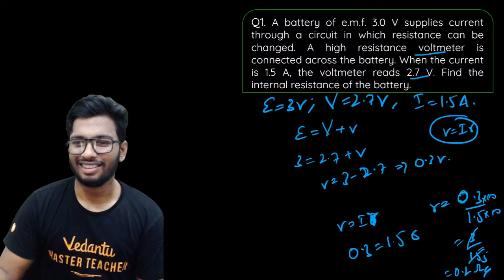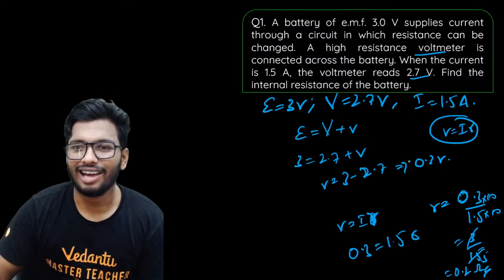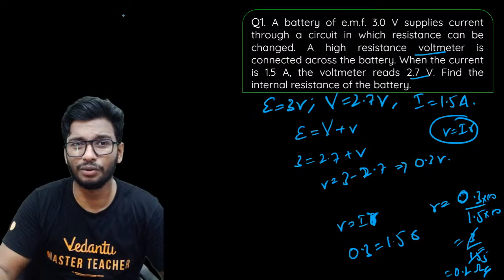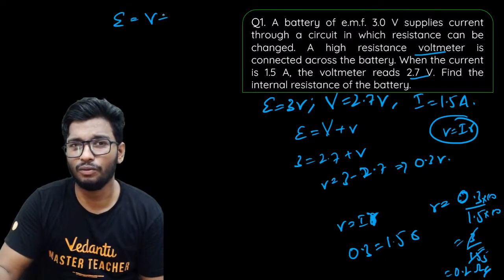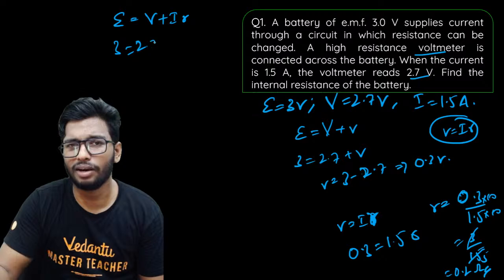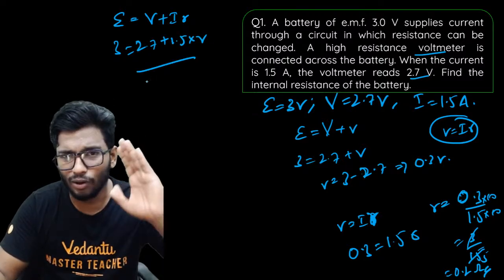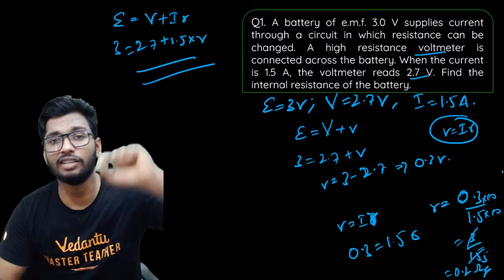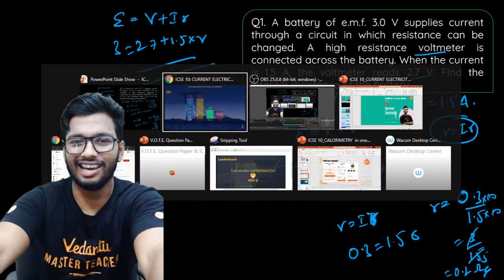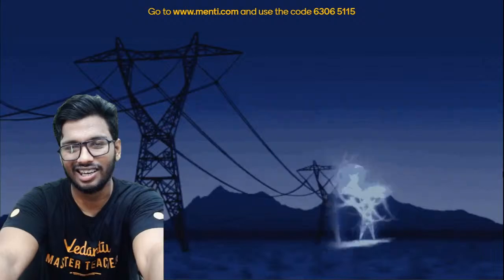Simple question. That's all. Otherwise, if you don't want to do all this, you can directly substitute the values. Directly write epsilon is equal to V plus I into r. Put the values over here: 3 is equal to 2.7 plus 1.5 into r. This way also simplify it. You'll get the exact same answer of 0.2 ohms. That is the answer for the first question, guys.